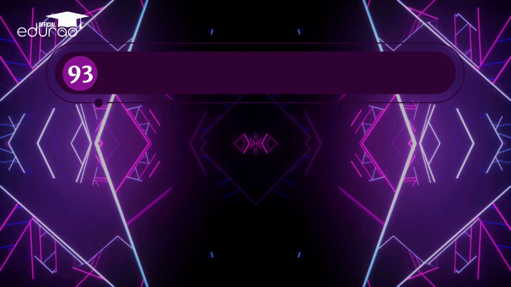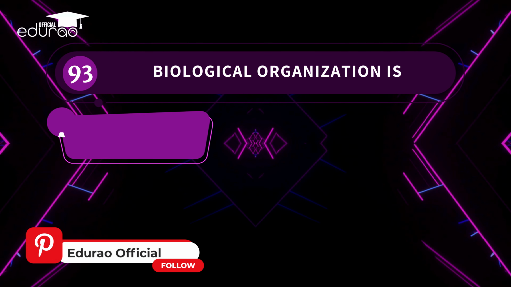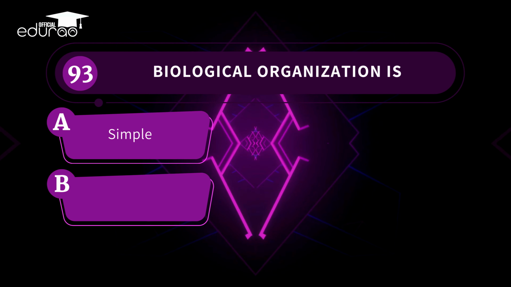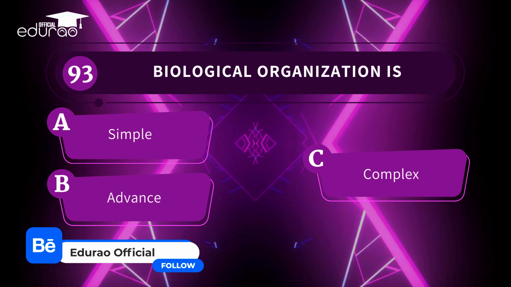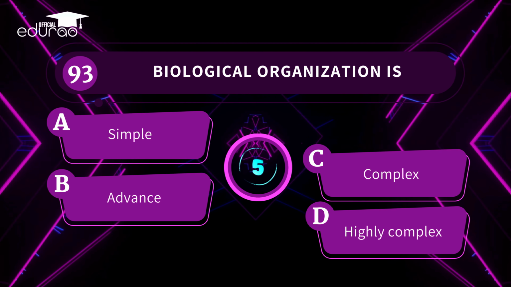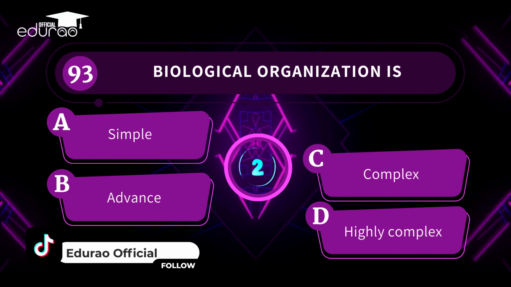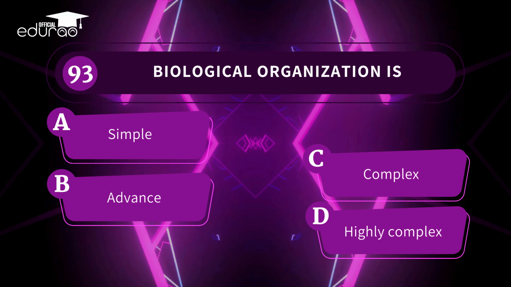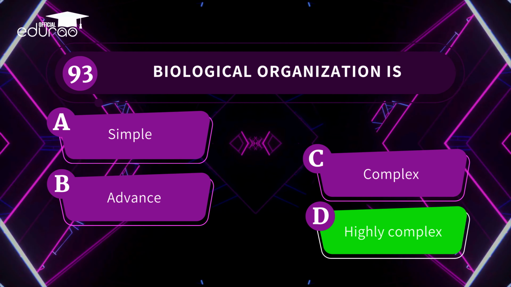Question 93. Biological organization is A. Simple, B. Advance, C. Complex, D. Highly complex. You've nailed it. Correct answer is highly complex.